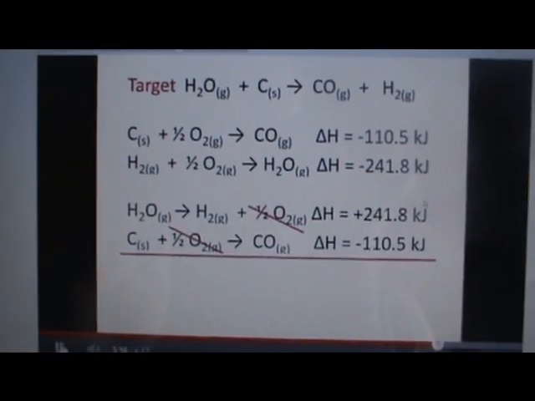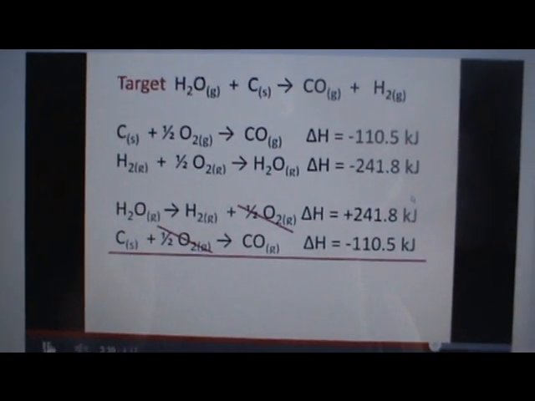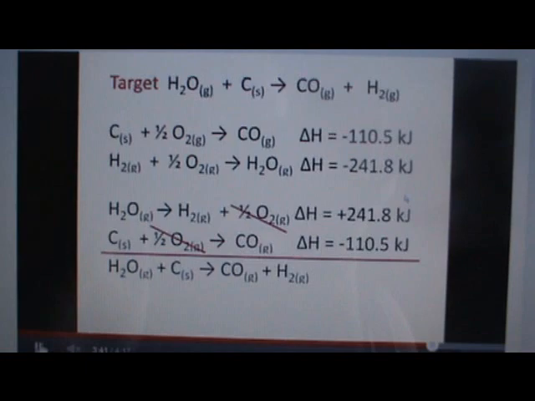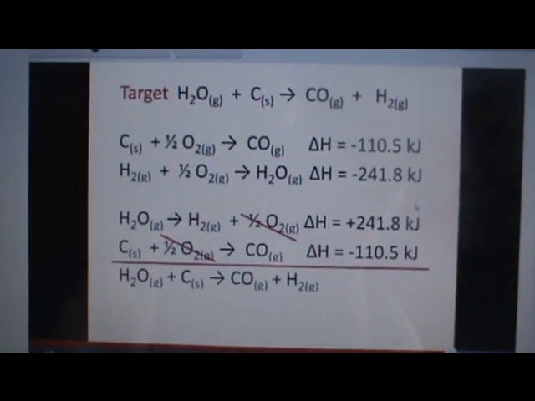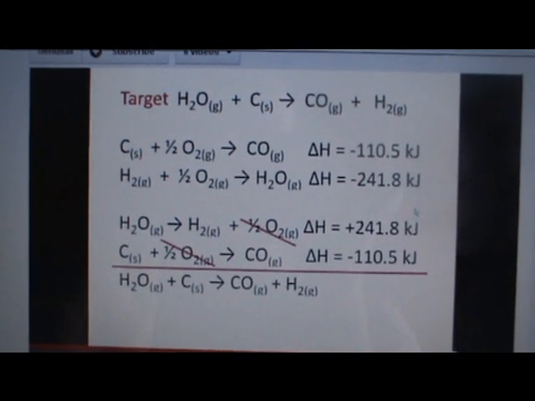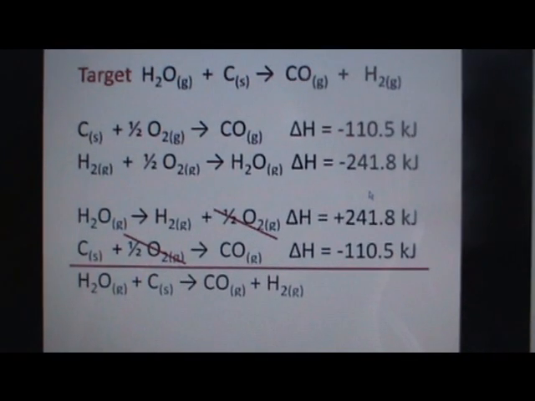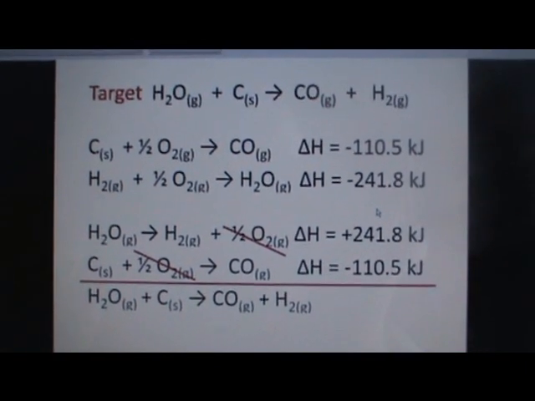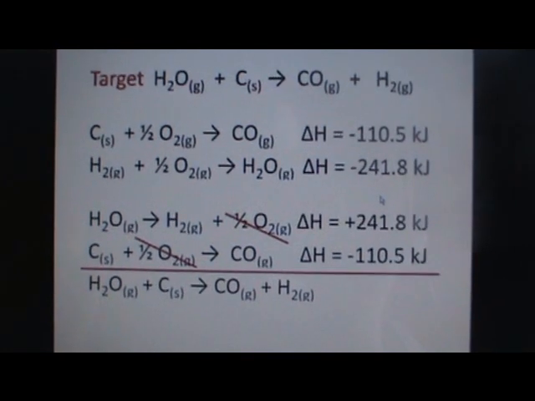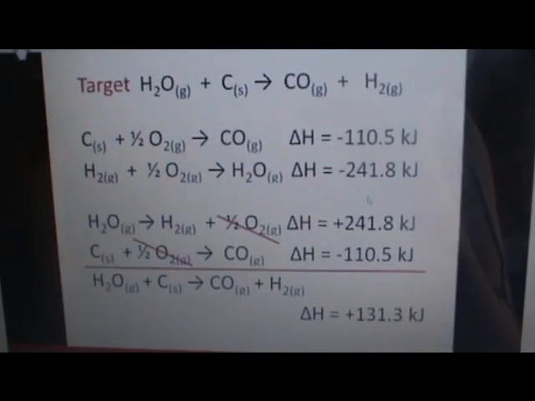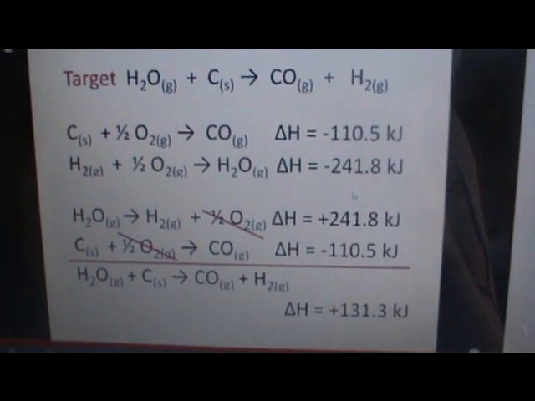Once we cross them out, we check for other repeated species. Since none of them are repeated, all we do is add up all the ones that are left and write them down again. Now all that's left is to check that the target equation and the bottom equation are exactly the same, and then add up delta H. So we add positive 241.8 kilojoules plus negative 110.5 kilojoules, which adds up to positive 131.3 kilojoules.